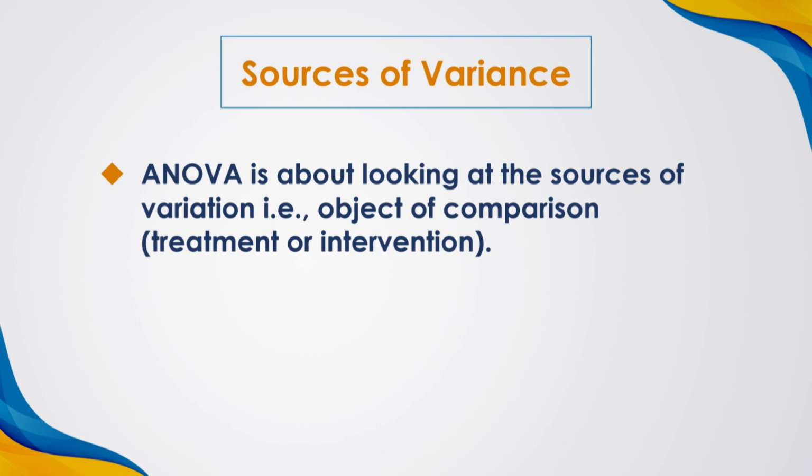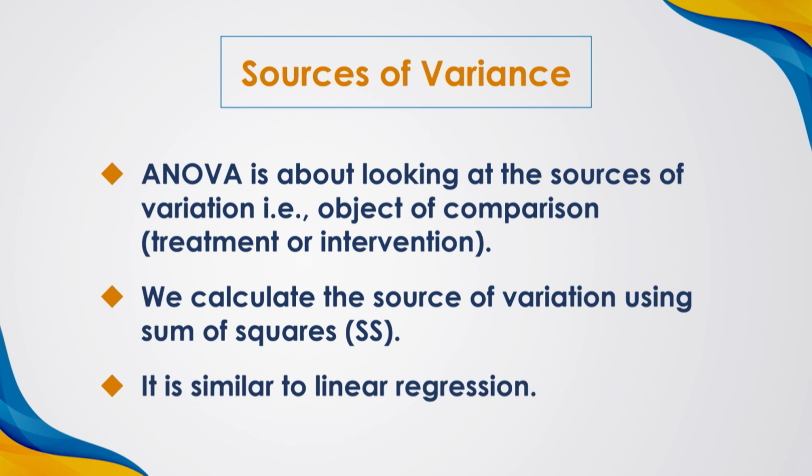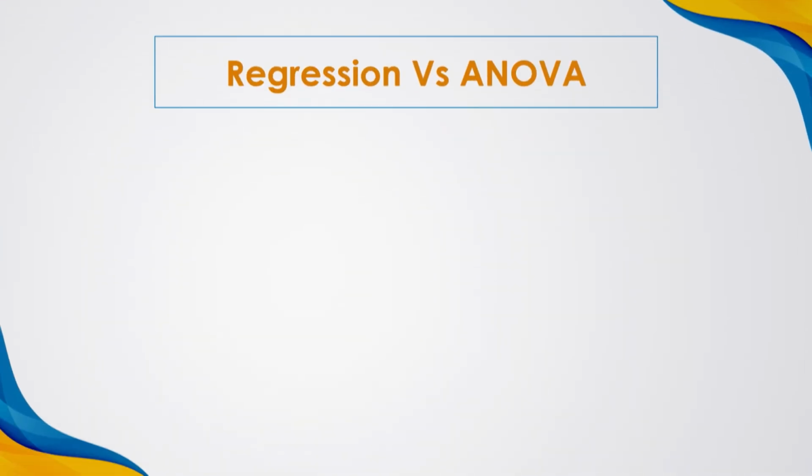Because of this source of variation, we call this analysis of variance instead of analysis of means. ANOVA is all about looking at the sources of variation, that is, the object of comparison, treatment or intervention, or groups. We calculate the source of variation using sum of squares. It is similar to linear regression.